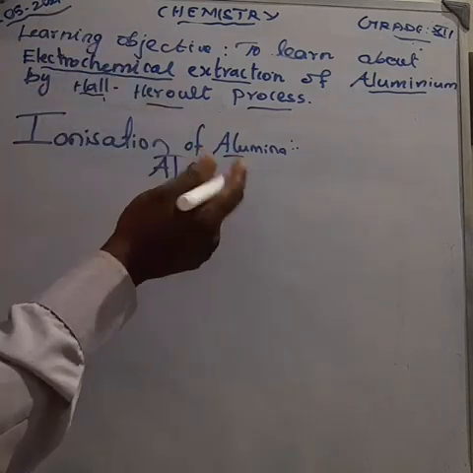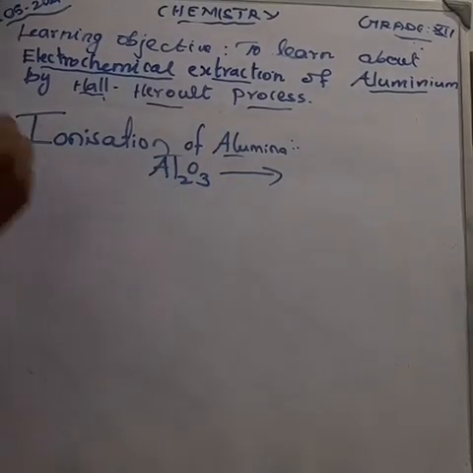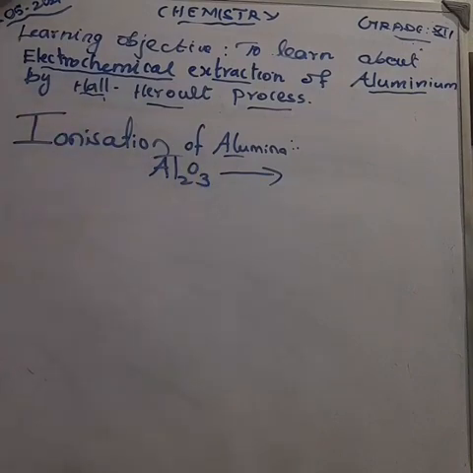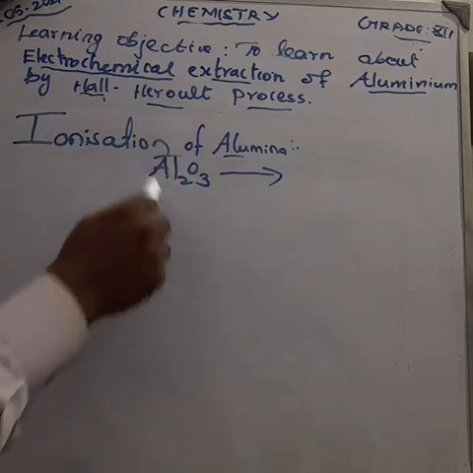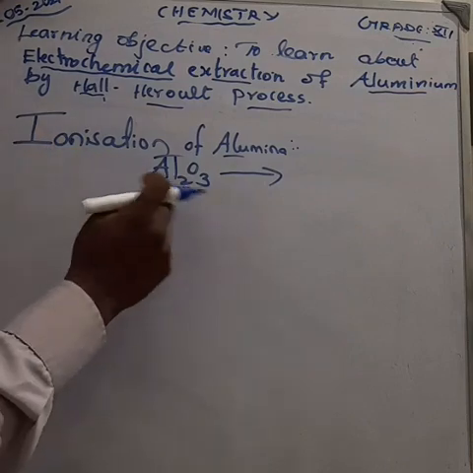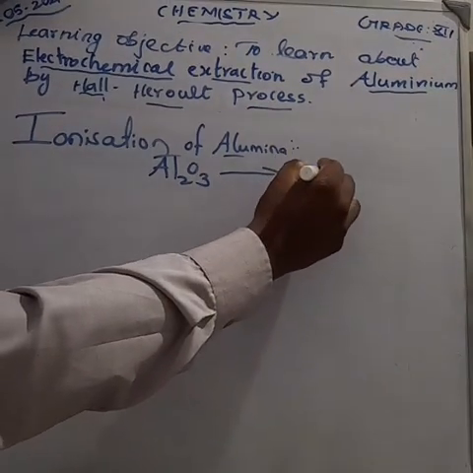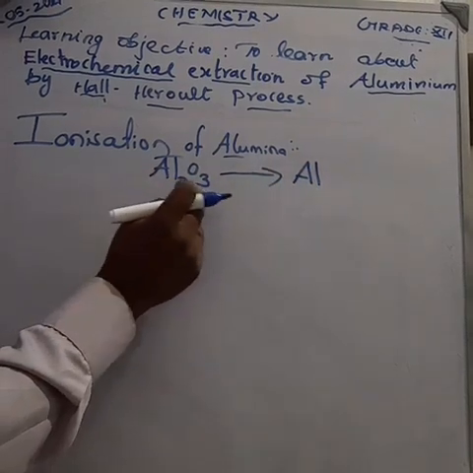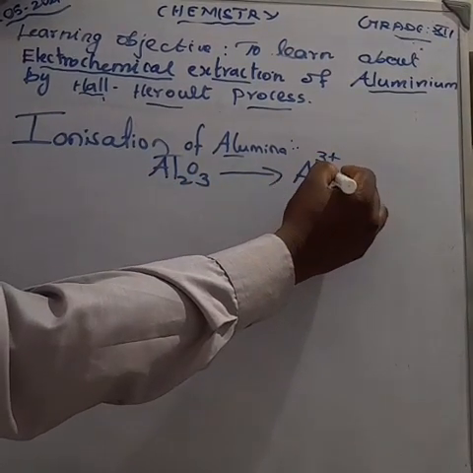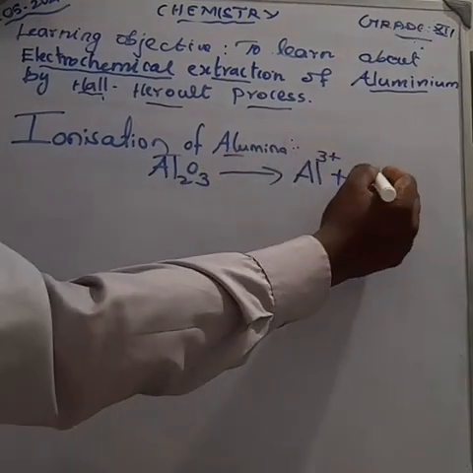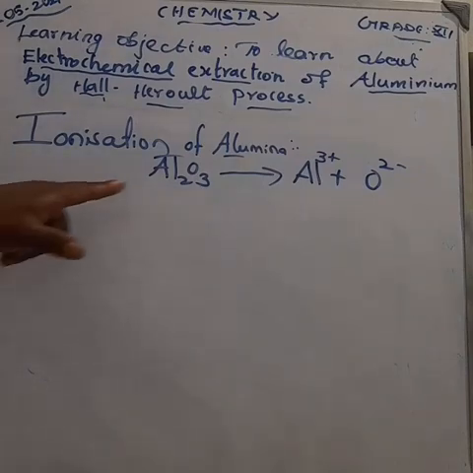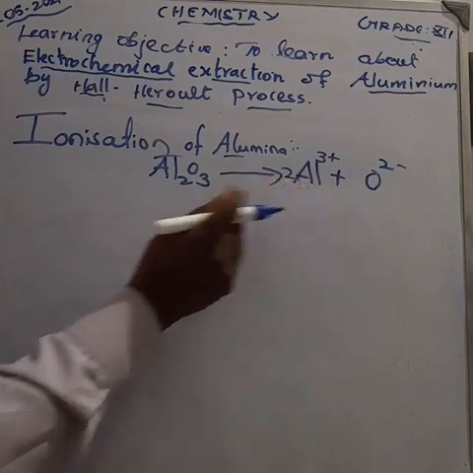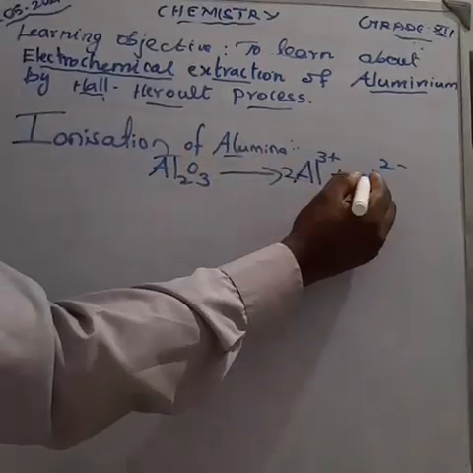This undergoes ionization, that means splitting. Electrolysis is the process of splitting of ions by means of an electric current. So aluminium oxide undergoes splitting into ions. Which are the ions? Al 3 plus and oxygen 2 minus. Here we have 2 aluminium, so make it 2 Al3+, and oxygen having 3, so make it 3 O2-.